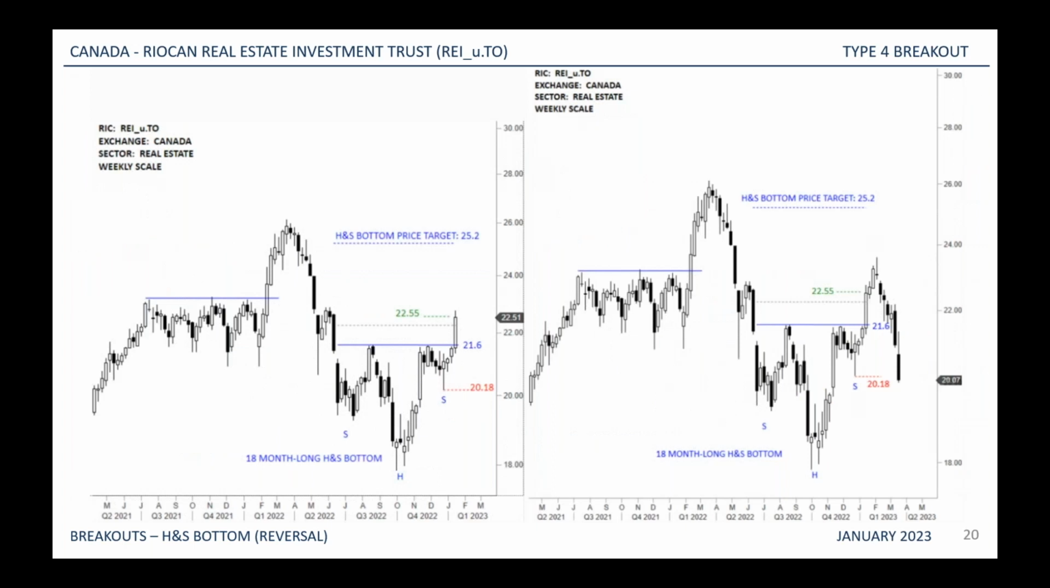Now let's look at a type 4 breakout on the head and shoulder bottom, an 18-month long head and shoulder bottom, Canada real estate: left shoulder, head, right shoulder. This is a weekly scale price chart, breakout. Following the breakout, 2-3 weeks of strength, and then immediately the stock fails, pulls back to the neckline, falls below the neckline, and then reaches the chart pattern negation level. So this is a type 4 breakout that failed to continue higher. Any stops that you had below the pattern boundary were clearly triggered during this sharp pullback.